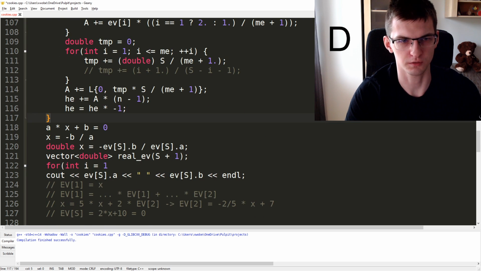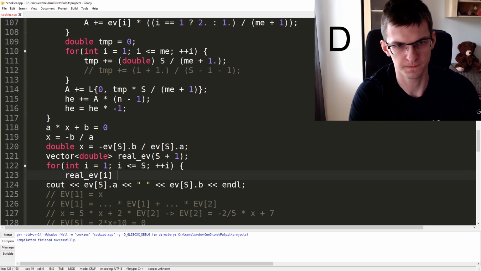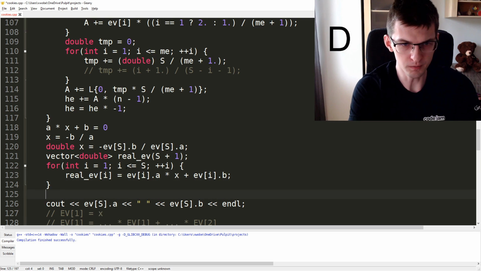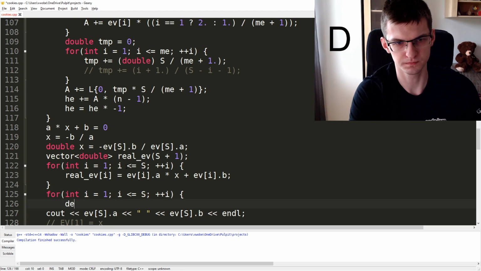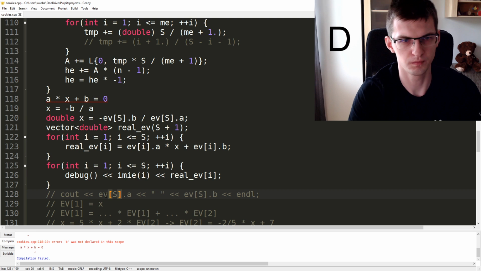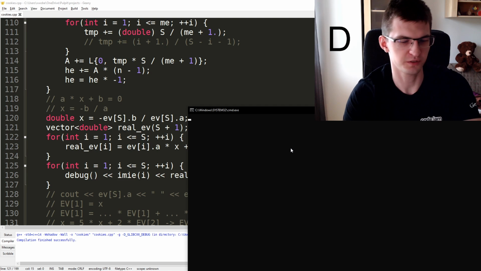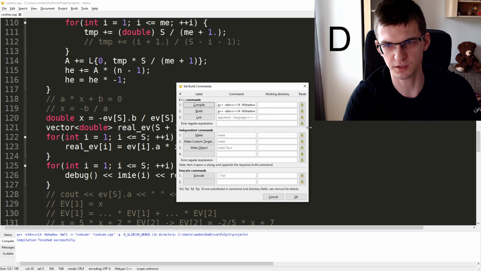Wait. Oh, no, it was in the correct place. For every I, is EV of IA times X plus EV of IB. Please be right, otherwise I need to go through all the computations again. Nothing was printed. That's about my debug thing.